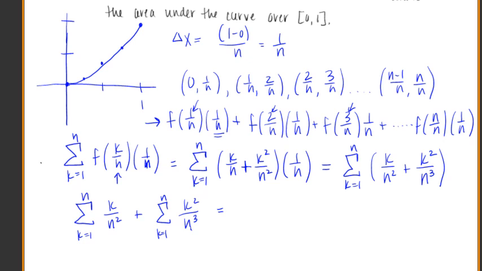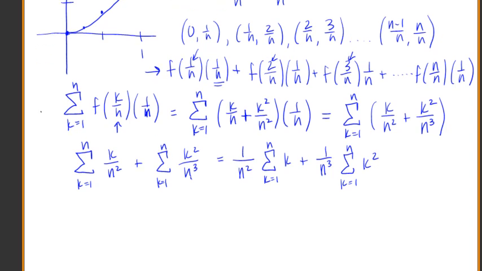In each of these cases, the n squared, that's just a number. So we can pull that out front of the summations. So it's going to be 1 over n squared times the summation from k equals 1 to n of just k, and then plus 1 over n cubed times the summation from k equals 1 to n of k squared. All right, and we've got special formulas for both the first and second part here.